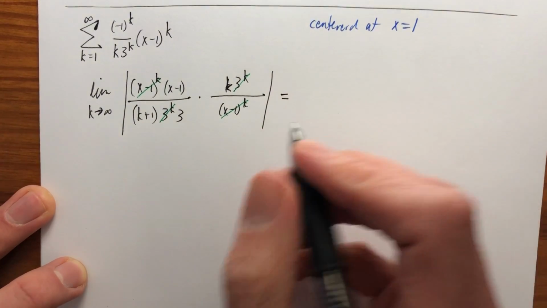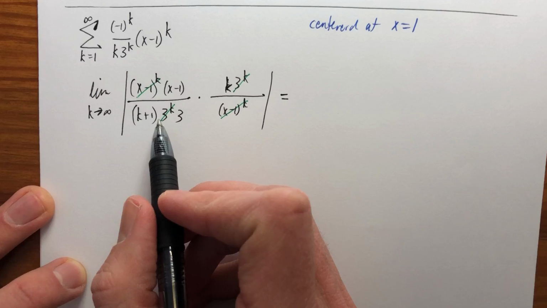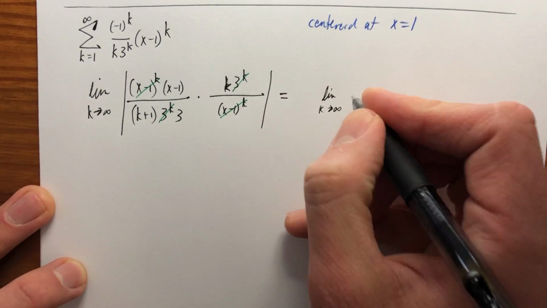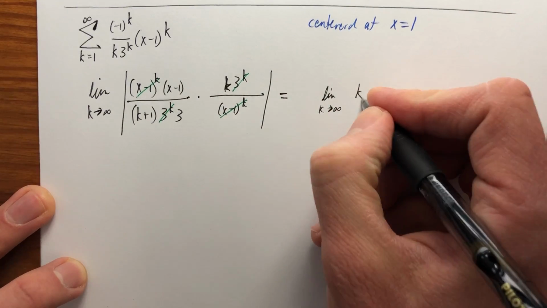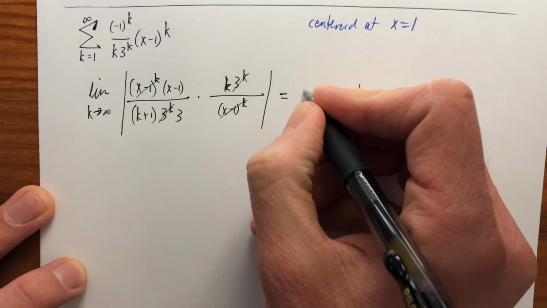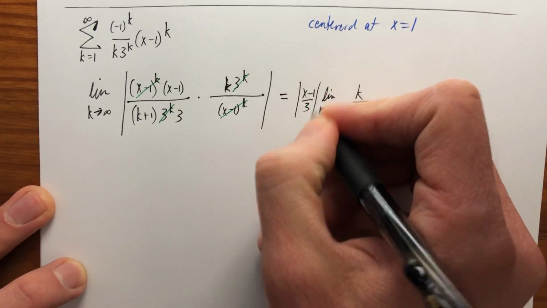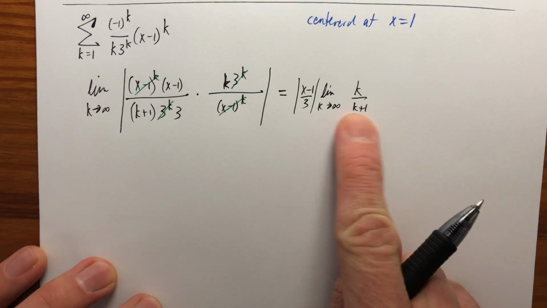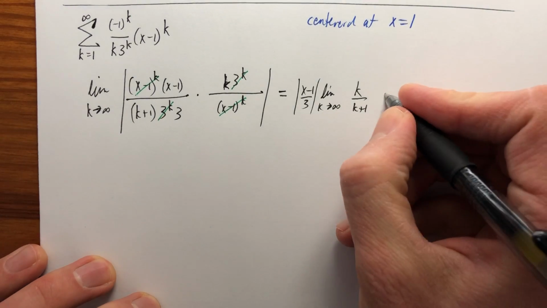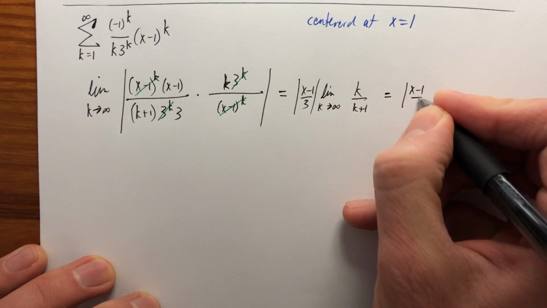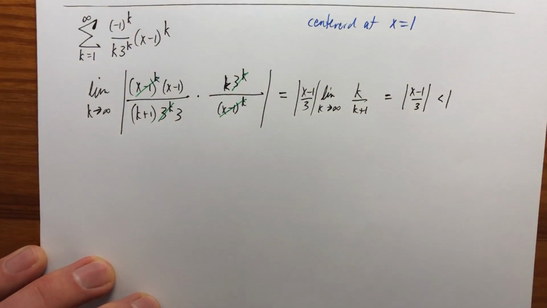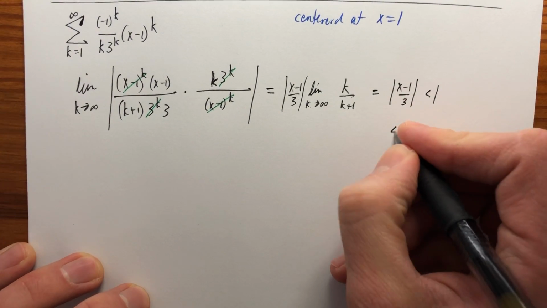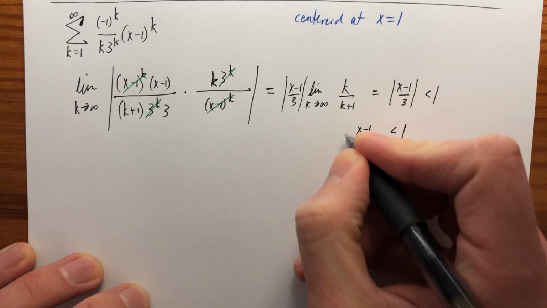Everything that doesn't have a k is going to go in the front. We have the limit as k approaches infinity, and there's a k here, so k over k plus 1. And right here we have x minus 1 over 3, absolute valued, and we want this thing to be less than 1. Understand that this part is 1, so what we really have is this. Now we're back to just a little bit of algebra 2. We'll put that less than 1 and solve that inequality, this three-sided inequality.